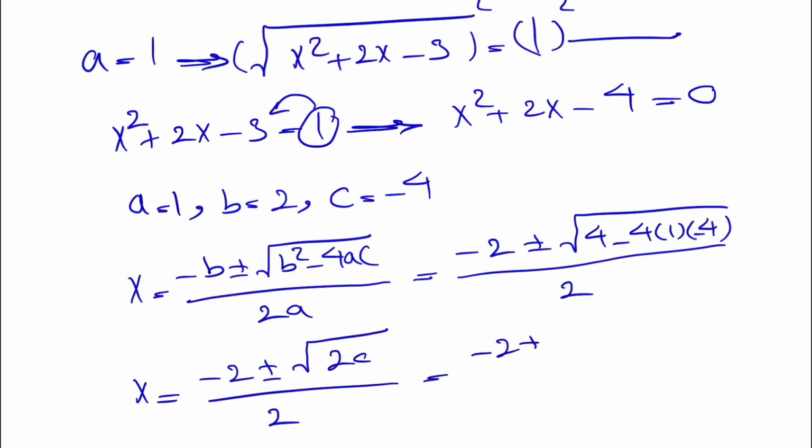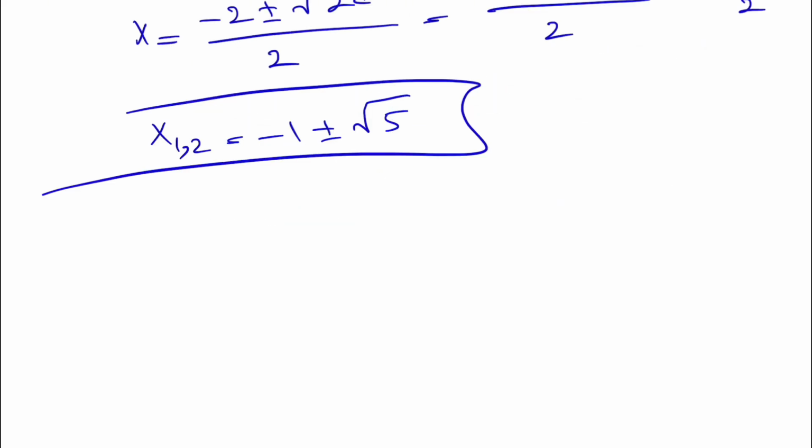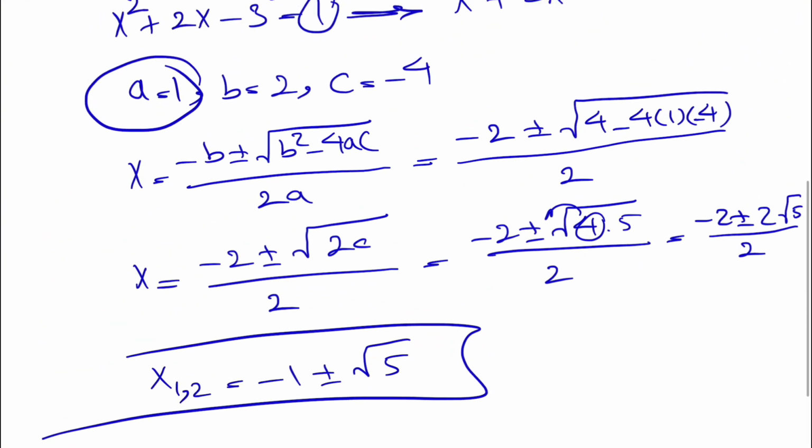So we have minus 2 plus or minus, instead of 20, we can do 4 times 5, divided by 2. This 4 can get out of the square root. So basically we have minus 2 plus or minus 2 square root of 5, divided by 2. So we have x equal to minus 1 plus or minus the square root of 5. Okay, these are the two answers that we found from this scenario where a is equal to 1.